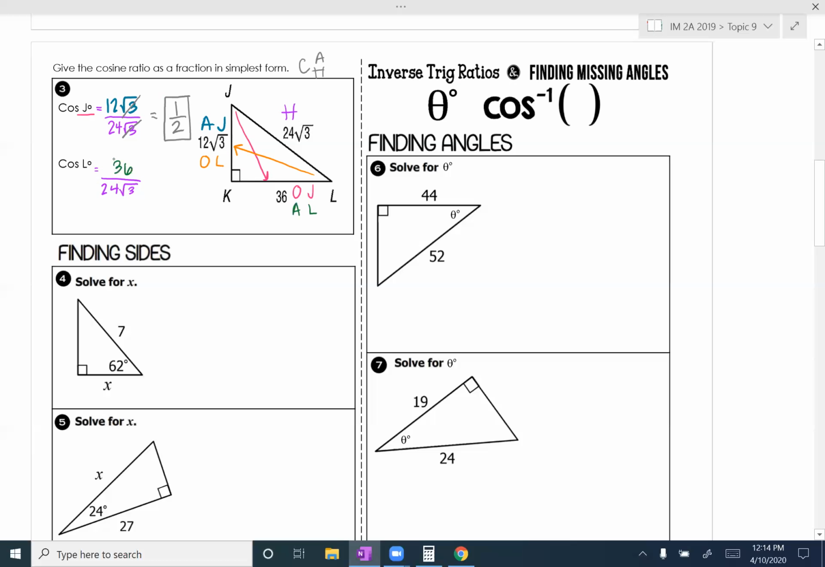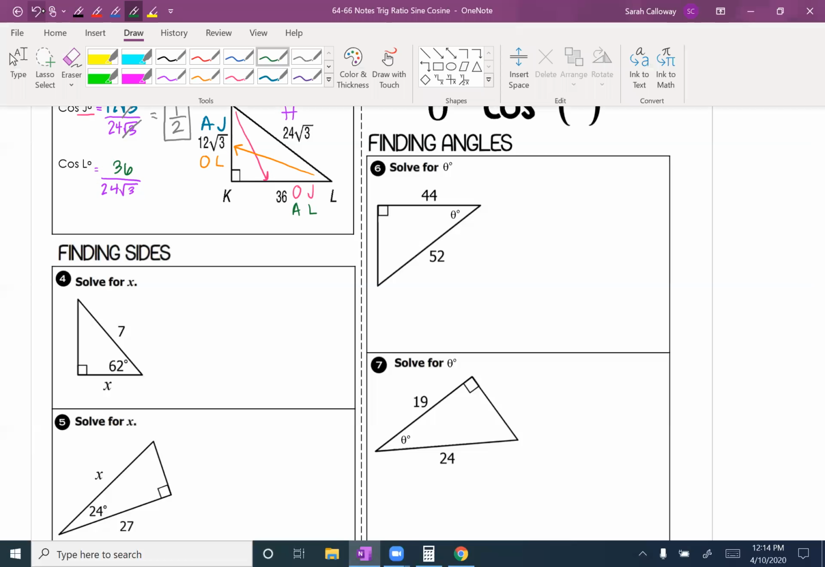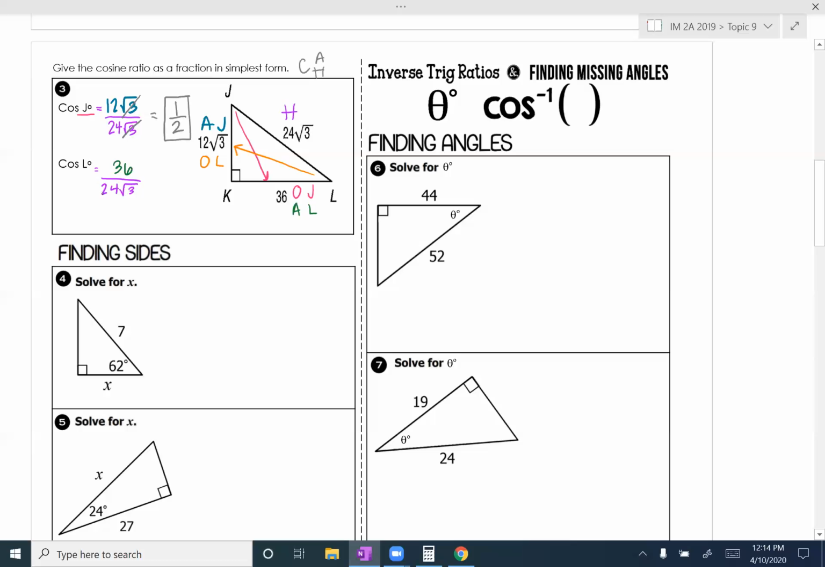This one's going to be a little bit more complicated because I don't have a radical to get rid of, and I'm not allowed to have a radical in a denominator. So when I'm writing this in simplest form, let's start by reducing. So 36 and 24 are also divisible by 12. If I divide 36 by 12, that's 3. And if I divide 24 by 12, that's 2. So I get 3 over 2 radical 3.